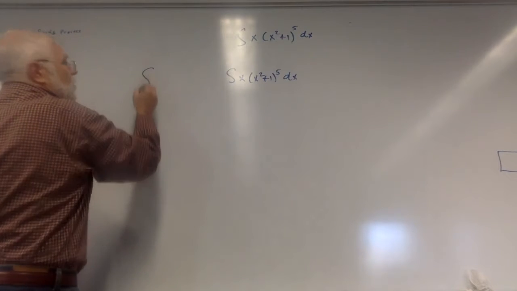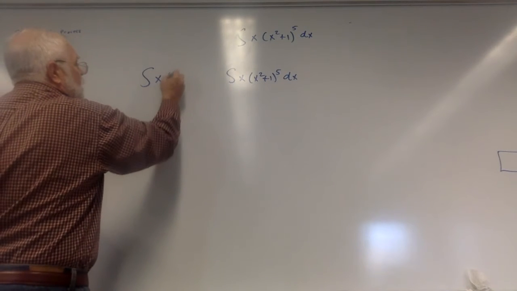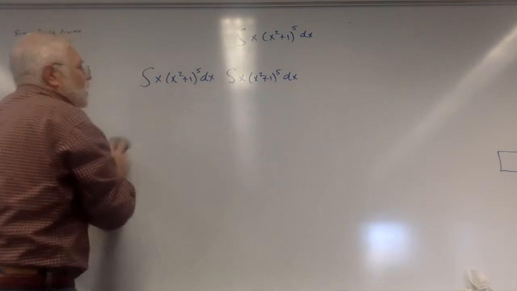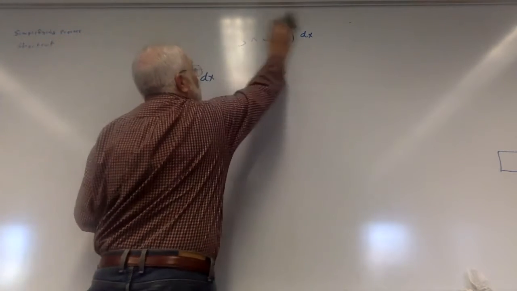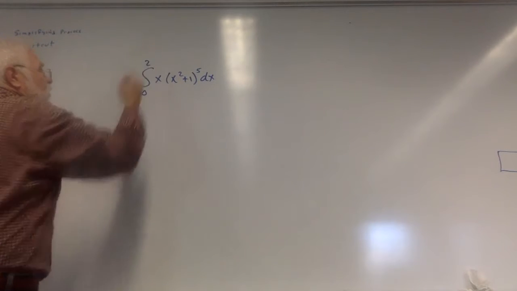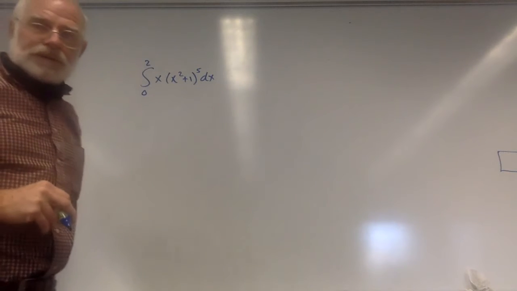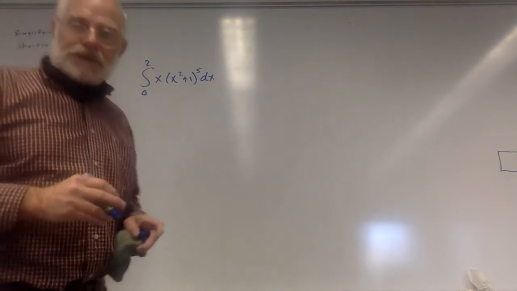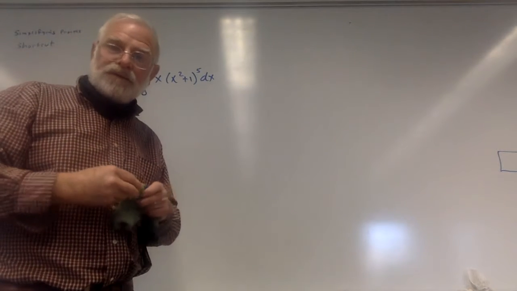Let's go. The integral of x times x squared plus 1 to the 5th dx. All right. And we're going to do a definite integral, which means a specific area, and we'll go from 0 to 2. All right, and I'll do it without U substitution, and then we'll go back and change the limits and find out that it's a technique that simplifies the process. It's really just a shortcut.